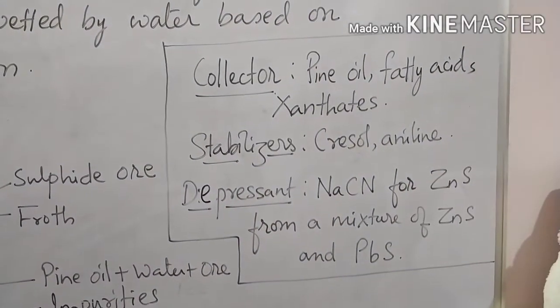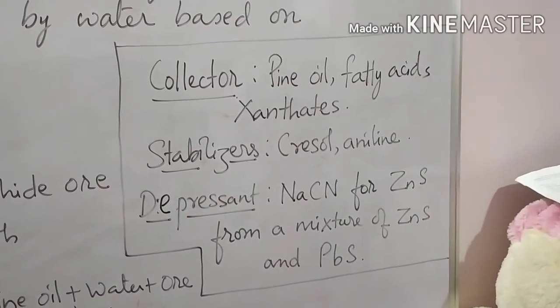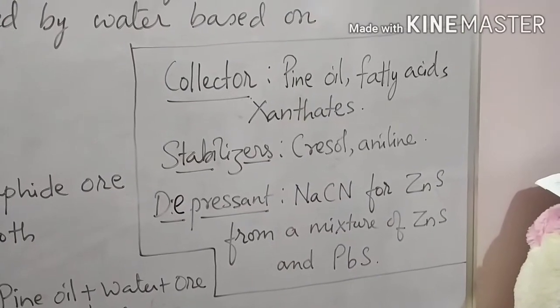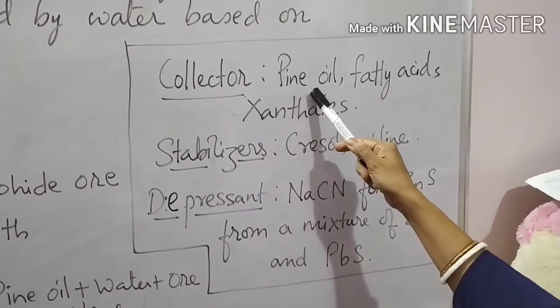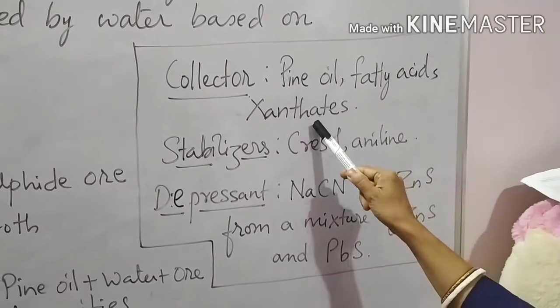Collectors are the substances which help in the formation of froth. Some examples of collectors are pine oil, fatty acids and xanthates.